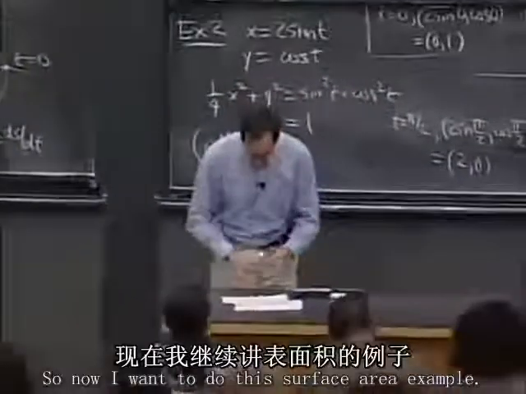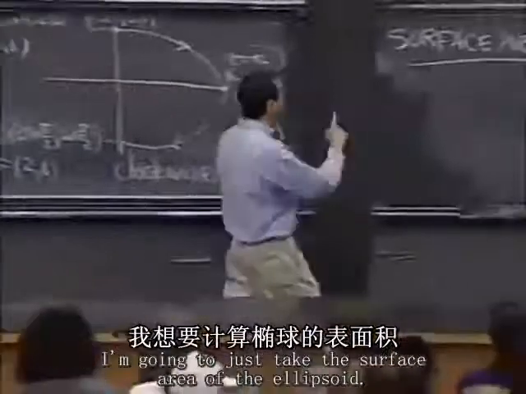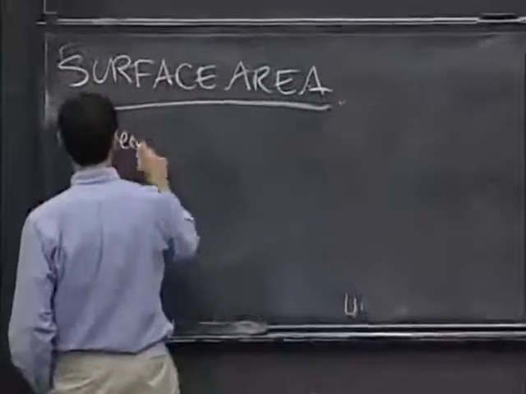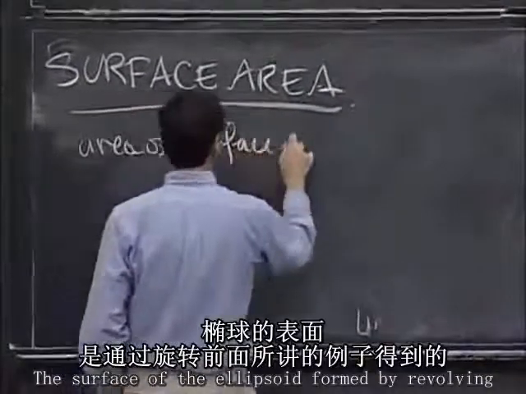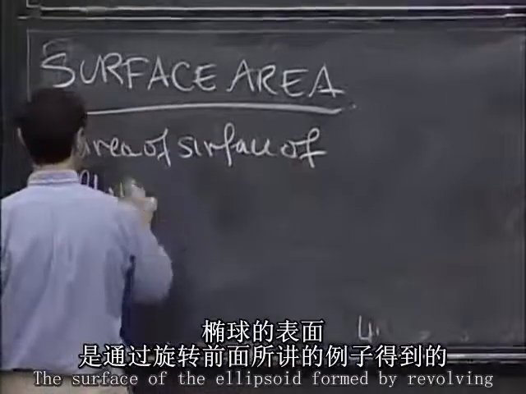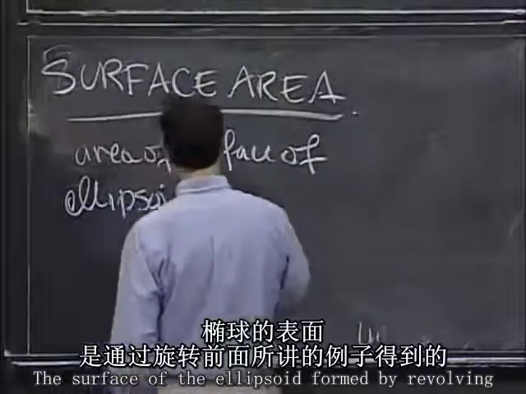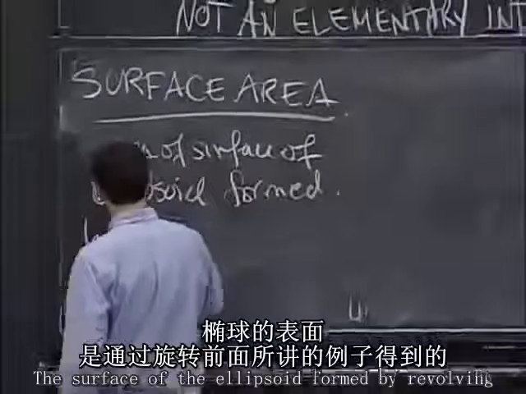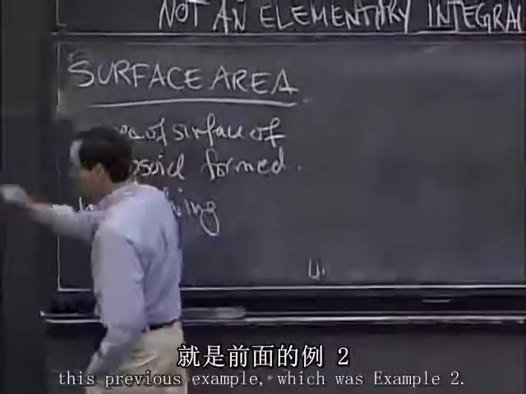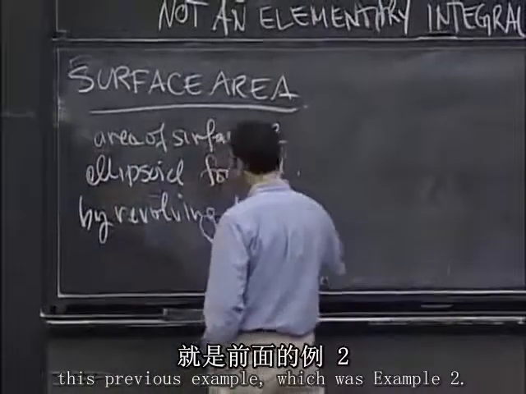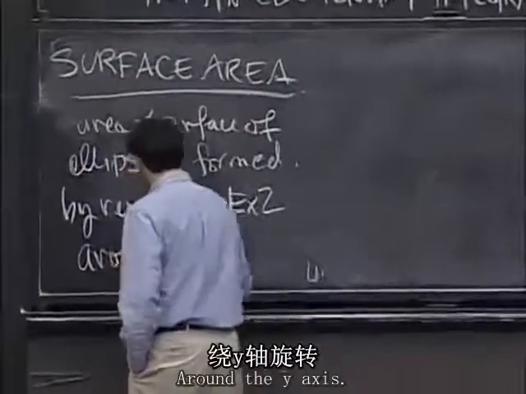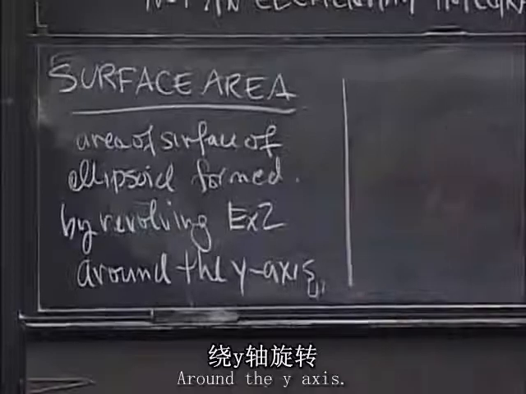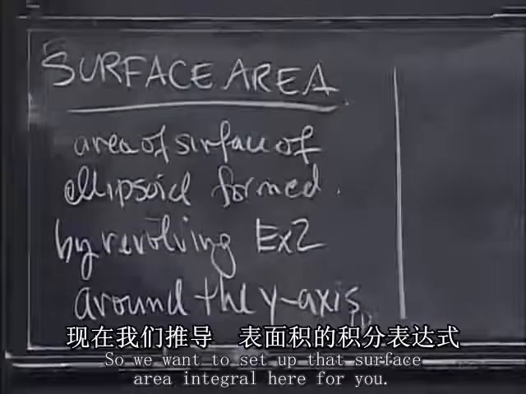All right. So now I want to do this surface area example. I'm going to take the surface area of the ellipsoid formed by revolving this previous example, which was example 2, around the y-axis. So I want to set up that surface area integral here for you.